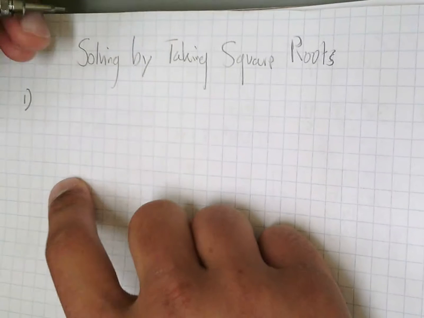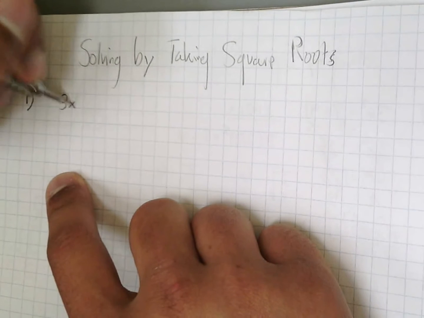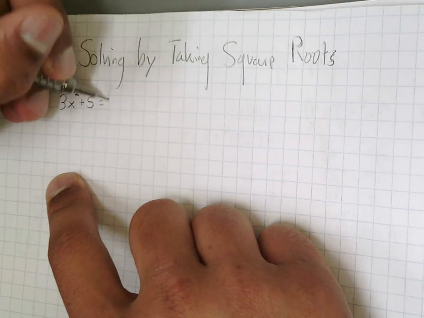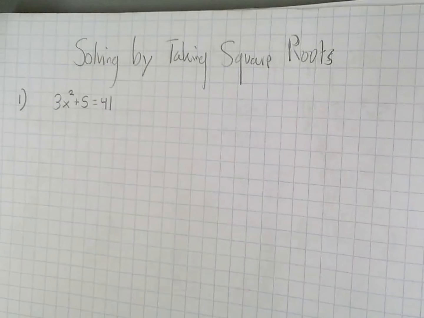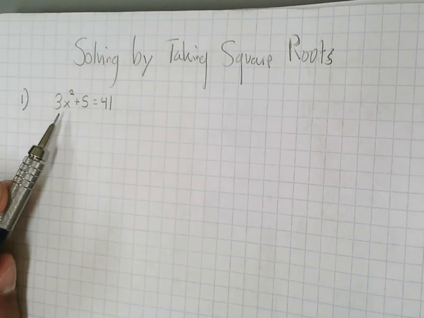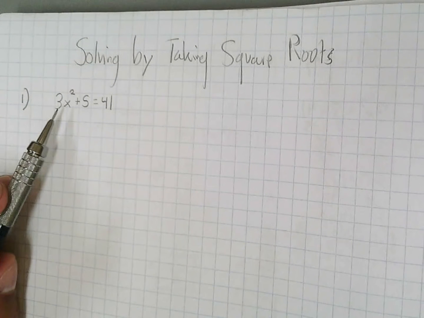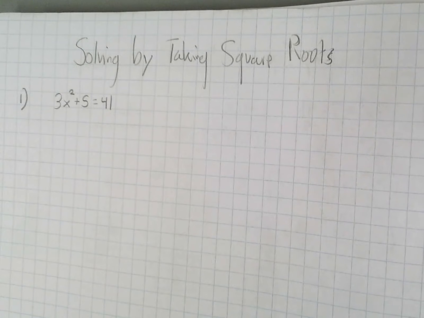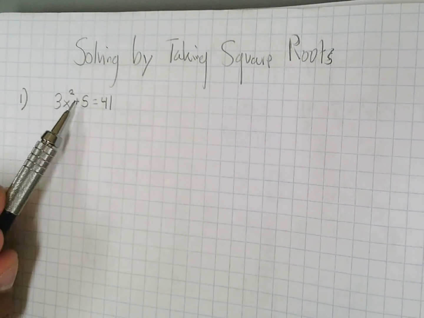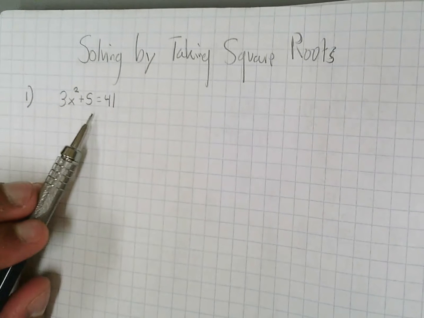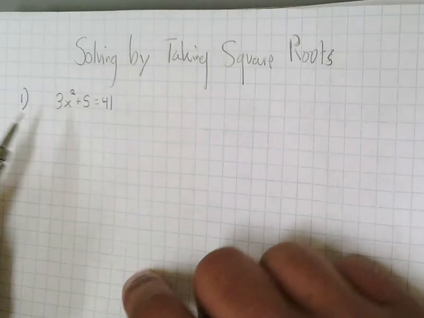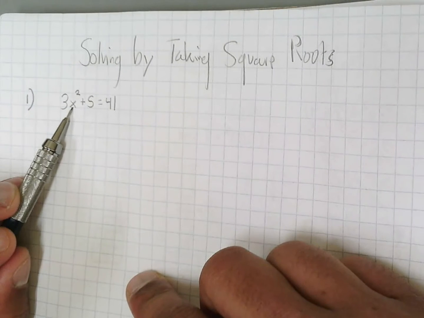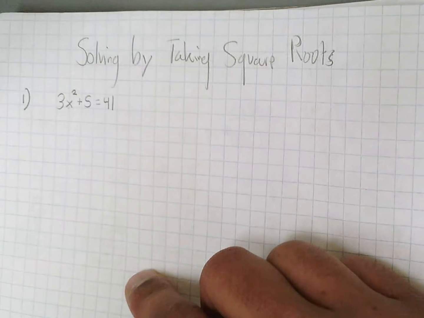So here's an example of what that looks like. 3x squared plus 5 equals 41. We can solve this by taking square roots because notice we only have one x squared term. If we had an x term as well, we couldn't solve by taking square roots. So if this was 3x squared plus 2x plus 5, we could not solve by taking square roots. But because there's only one term here with an x, we can. Okay, so how do we do this?